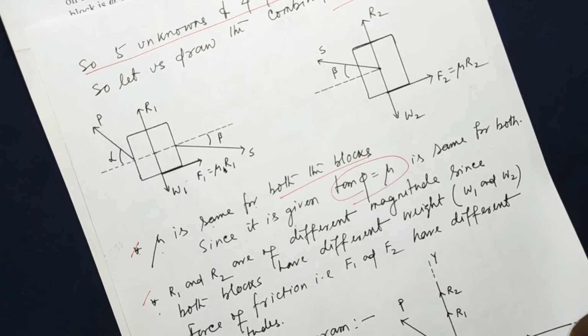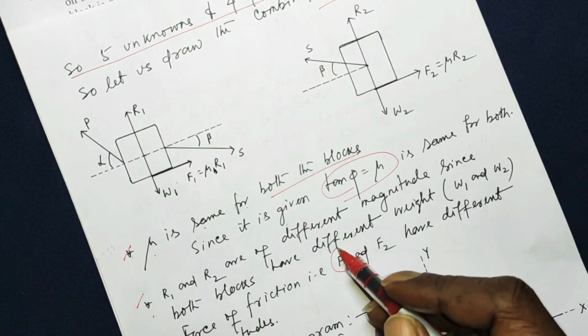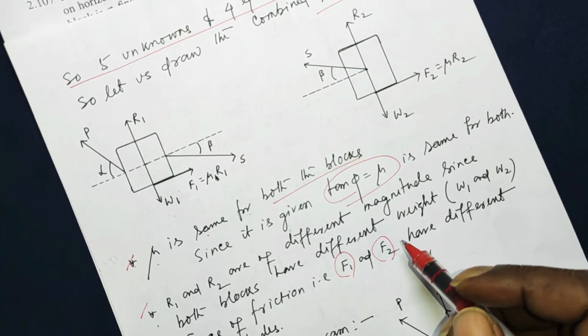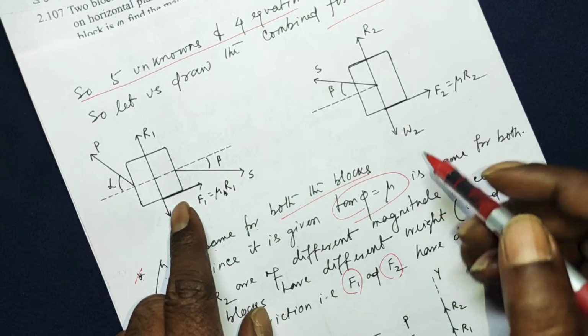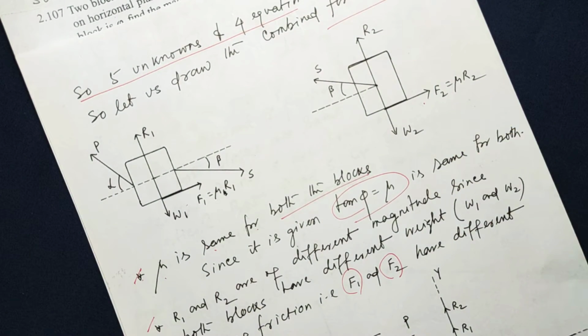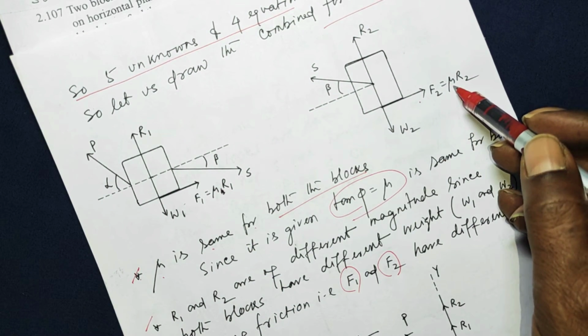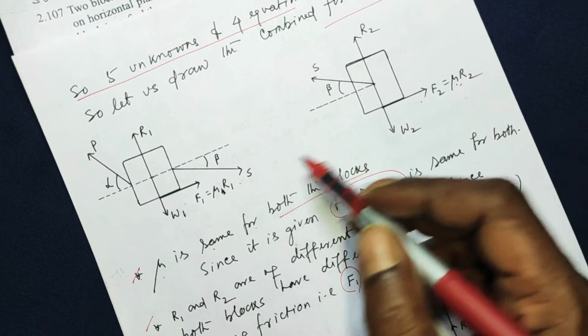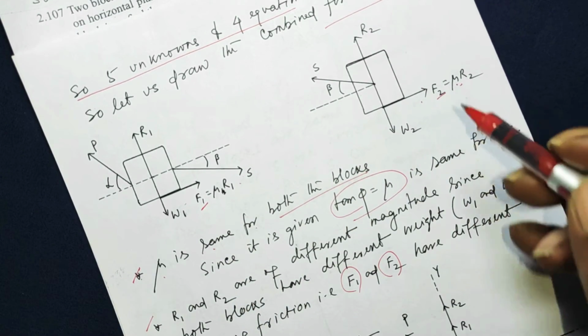Then the third conclusion is that the forces of friction, capital F1 and capital F2, which I have represented here, will be different because although mu is the same, the reaction forces are different, so the forces of friction F1 and F2 will be different.